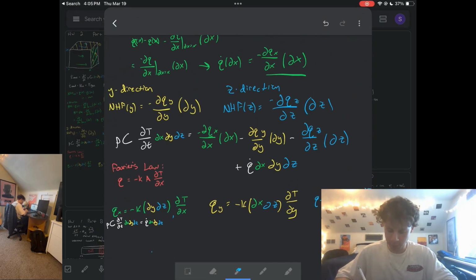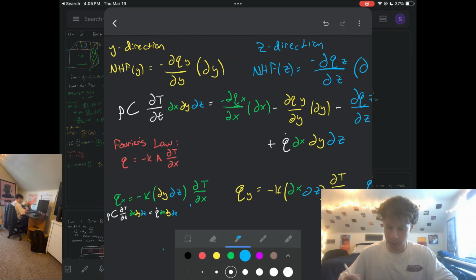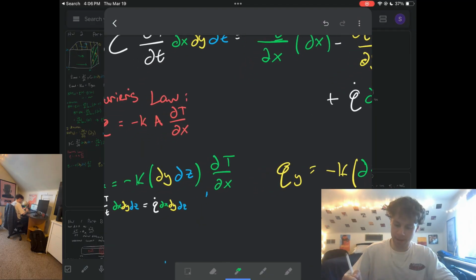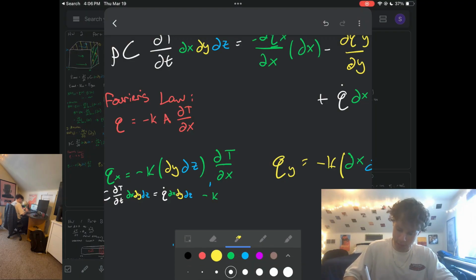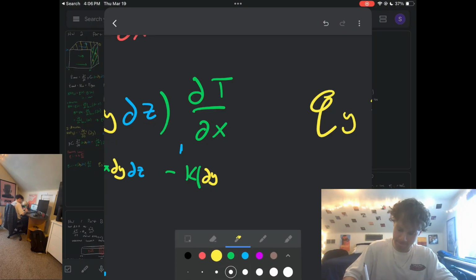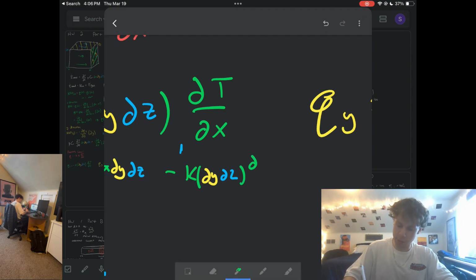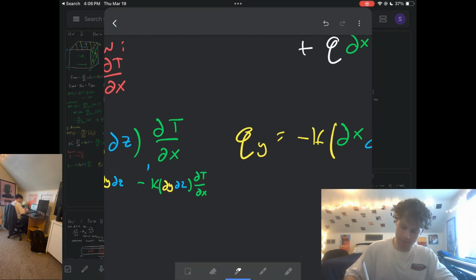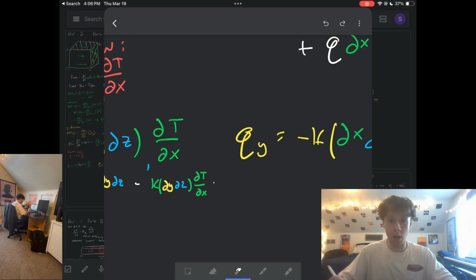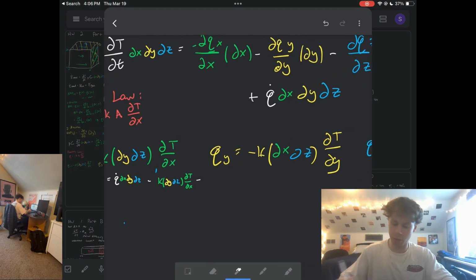our net heat flow. So that would be our net heat flow in our x direction, which we said is equal to our negative thermal conductivity times our area, so our dy dz, times our temperature gradient, plus our heat flow in the y direction, so that'll be our negative thermal conductivity.